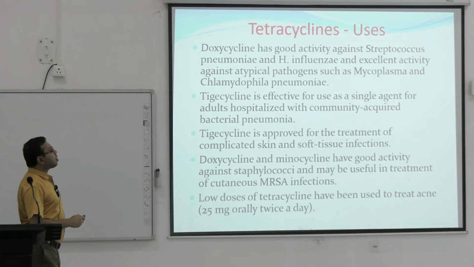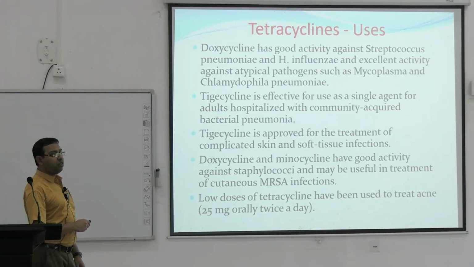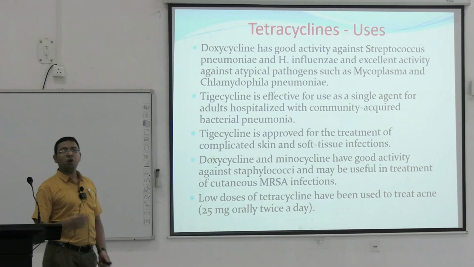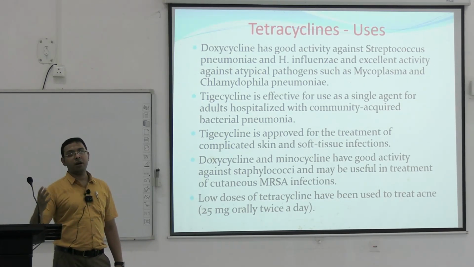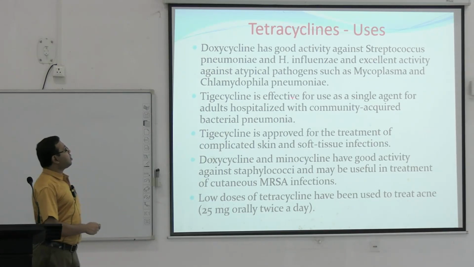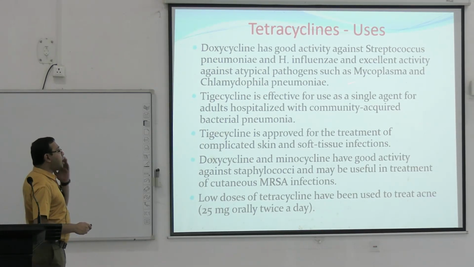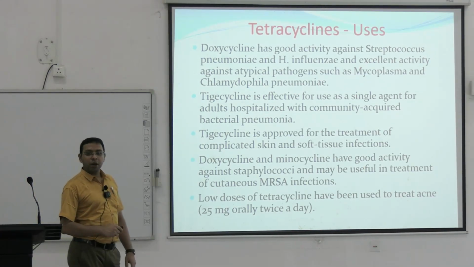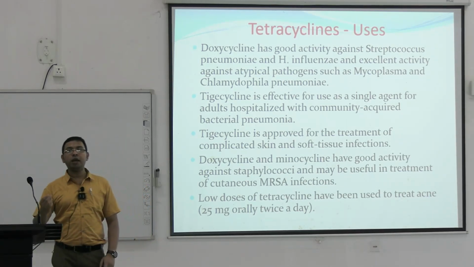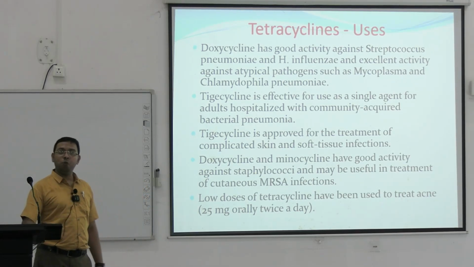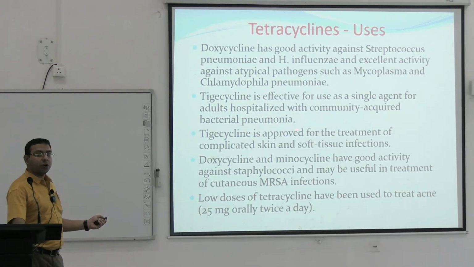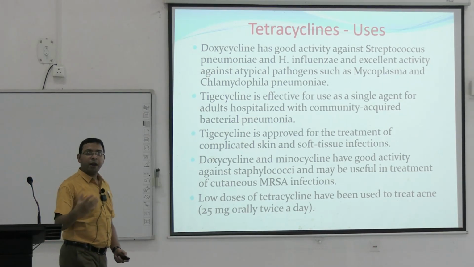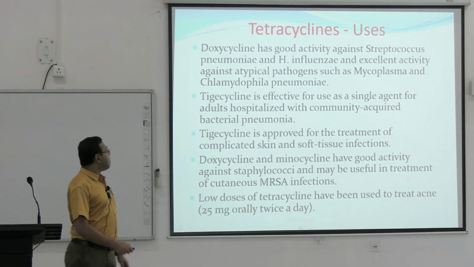Doxycycline has good activity against Streptococcus pneumoniae and Haemophilus influenzae. These two organisms are very notorious for causing community-acquired pneumonia, which causes substantial mortality in the wards. It has excellent activity against atypical pathogens, Mycoplasma and Chlamydia pneumoniae. So Mycoplasma pneumonia and chlamydial pneumonia can also cause fatal pneumonia. Tigecycline is effective as a single agent for adults hospitalized with community-acquired bacterial pneumonia. Already I have said this; time and again I say it because these are very important.